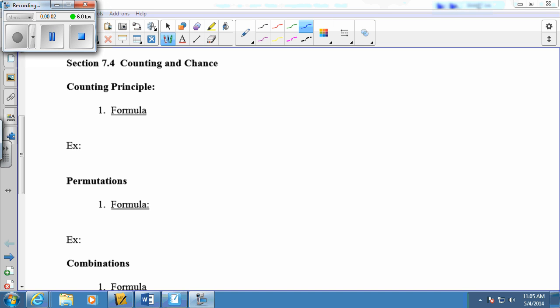The counting principle occurs when I have some events. I might call one event P, and P is going to be the number in that object, and I might have a separate event called Q, and that would be the number of those objects. And all we do for the formula for this is we just take P and we multiply it by Q. So let's look at an example.